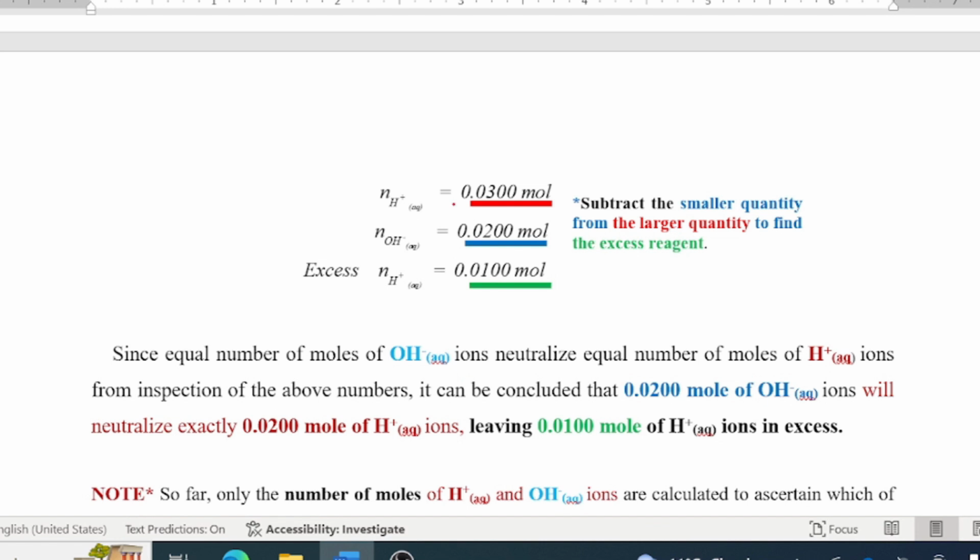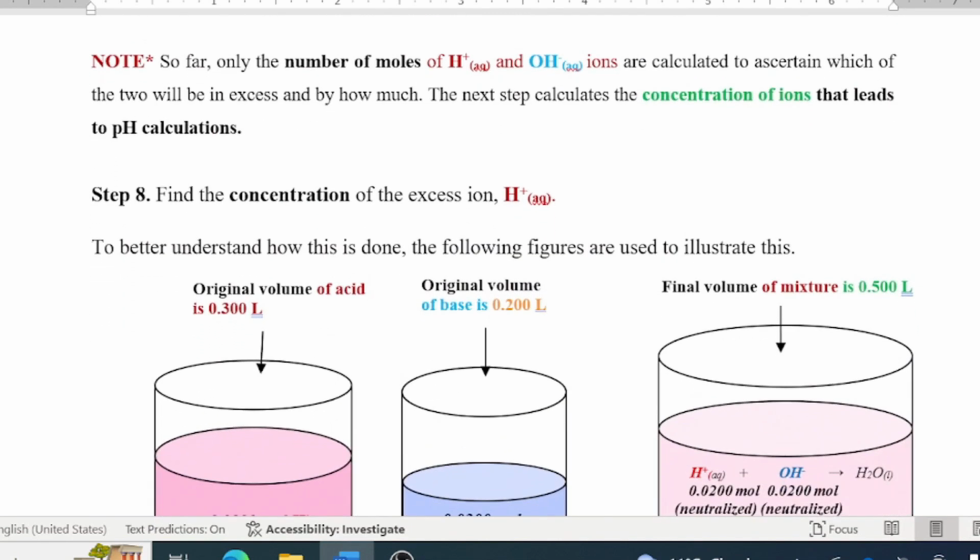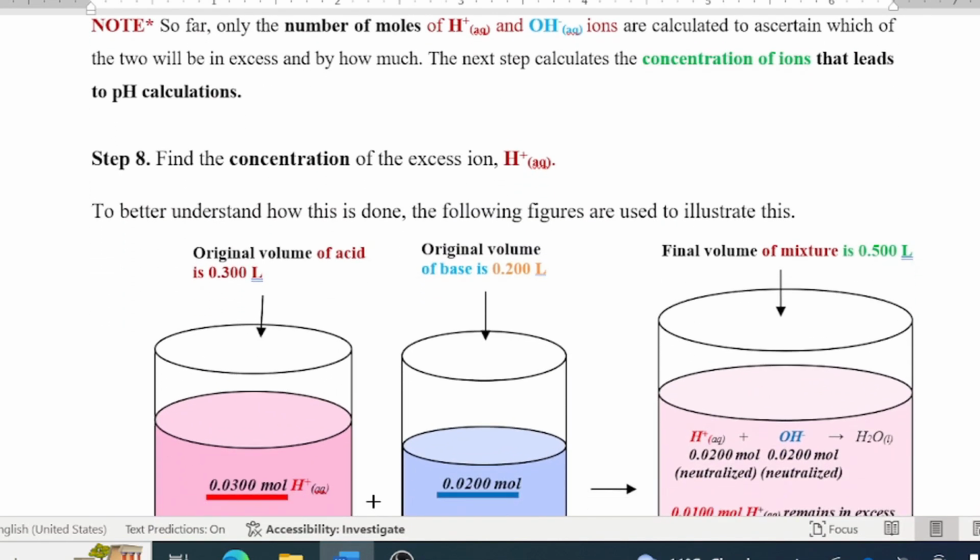Initially, we had that number of moles of hydrogen. Now we're adding that number of moles of OH. So when you do the math, if you subtract this from that, you end up with this number of moles of hydrogen left over. So in the solution, you're going to have an excess of that number of moles of hydrogen ions. So far, so good? All right. Two important things are to be noted here: there's a change in volume and there's a change in concentration of the acid.